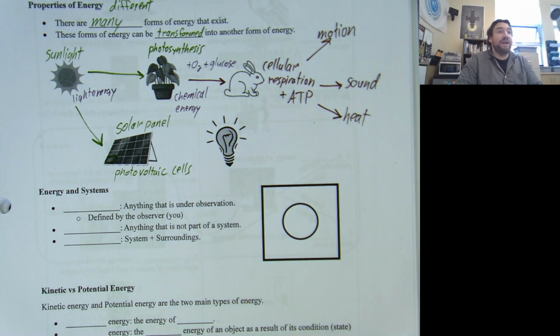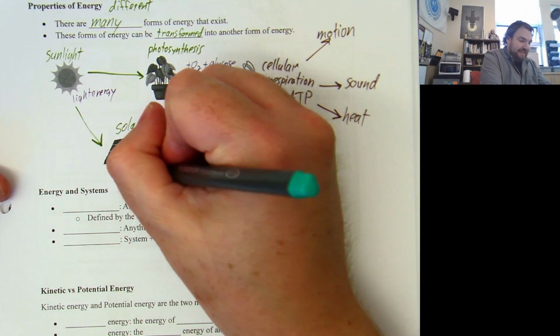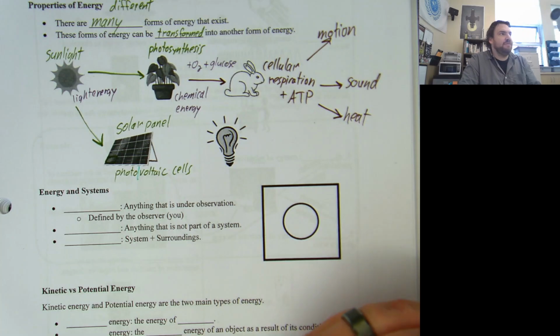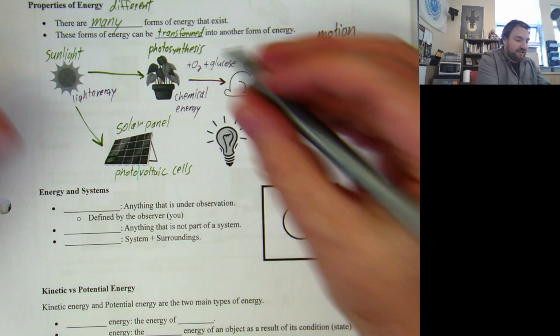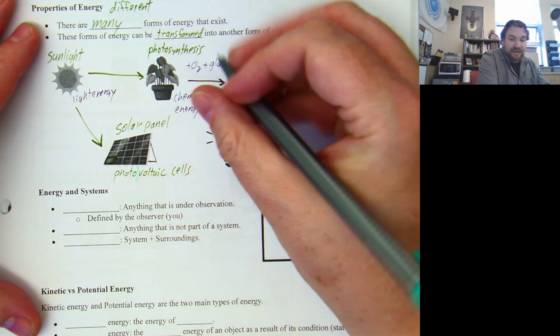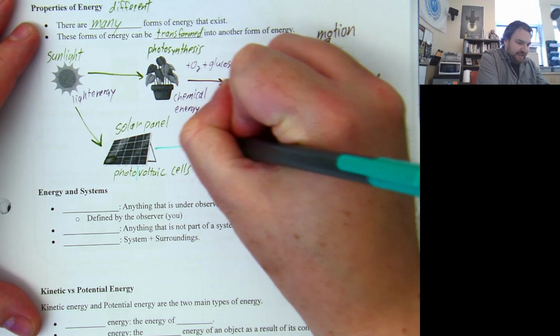And based on their name, what is their purpose? Photo is relating to light. Voltaic relates to? That sounds an awful lot like what other word? Voltage, which is related to electricity. So the purpose of those cells is to take solar energy, light energy, and turn it into electricity.